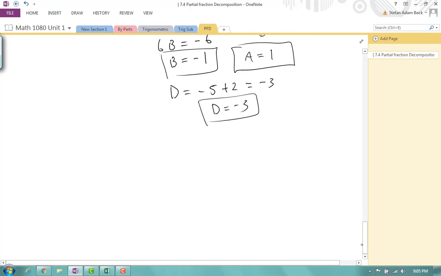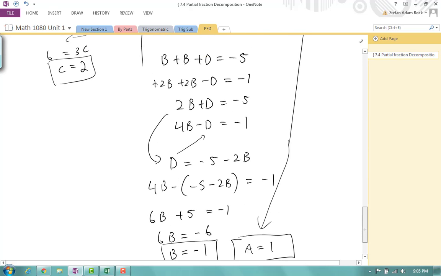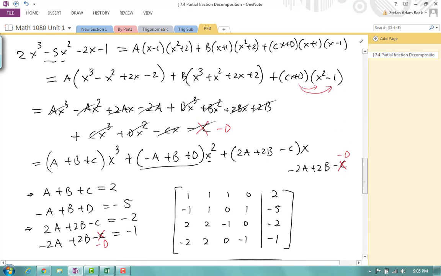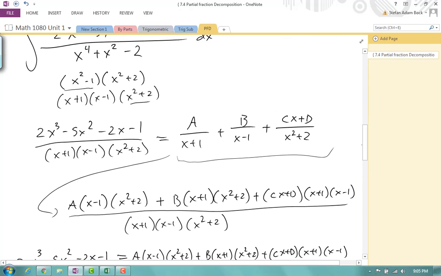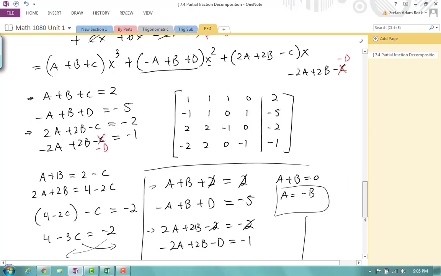So I'll return to my decomposition, all the way back up here. A equals 1, b equals minus 1, c equals 2, and d equals minus 3. Let me cheat with technology for a little bit.